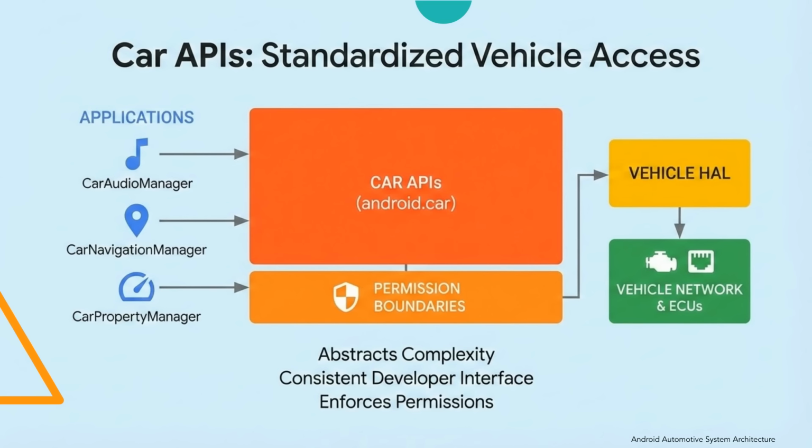This abstraction is important because vehicle implementations vary across OEMs, and Android must provide a consistent developer interface. Car APIs also enforce permission boundaries. Applications must declare specific automotive permissions before accessing vehicle data. This ensures that, even though APIs are accessible, not every application can read or control vehicle signals.